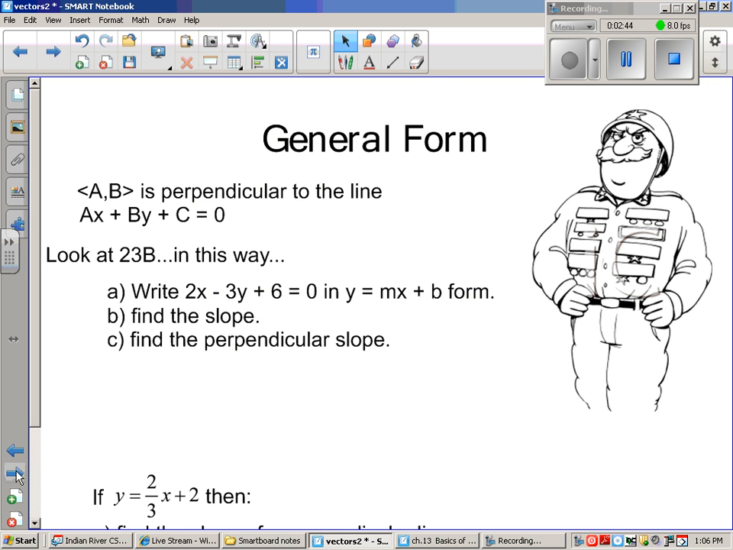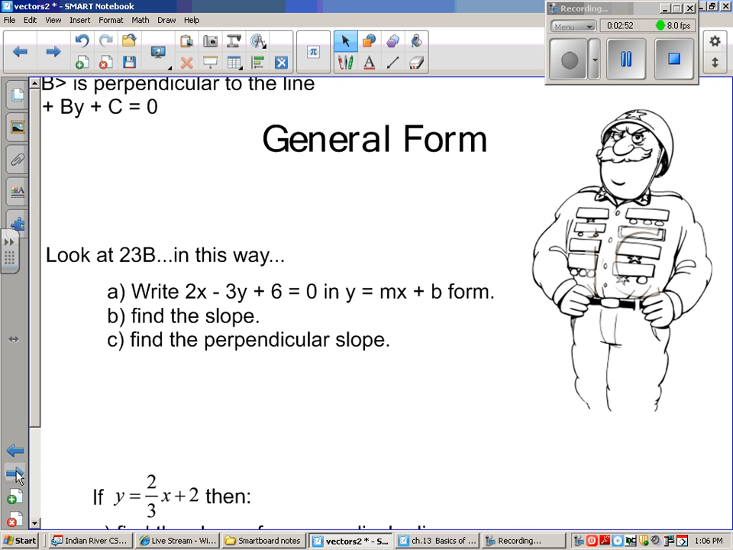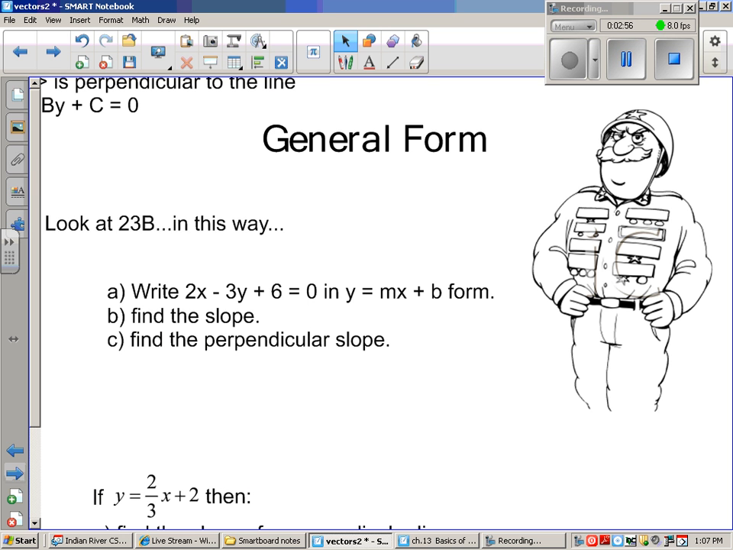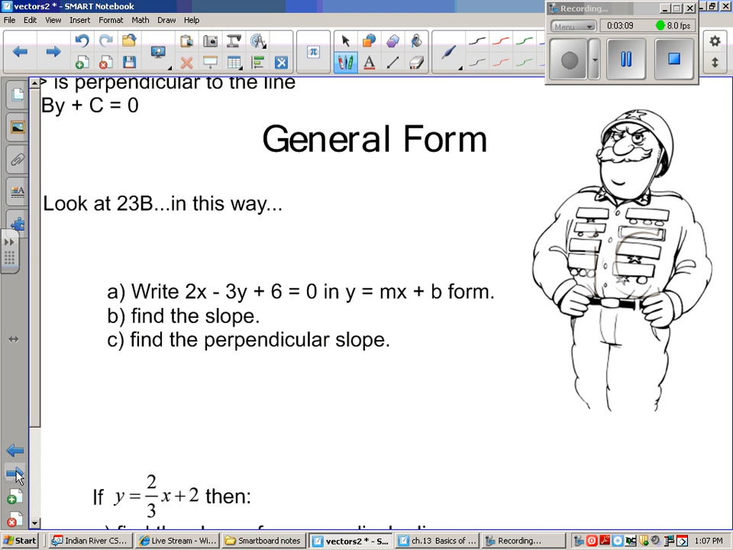All right, now I'm going to change gears on you. I'm going to now look at this general form in another way. In fact, I'm even going to save this for a little later here. I don't know if you saw that, but I'm going to hold on to that. And I want you to look at the homework question that you have there, 23b. If you look at it, it told you to write 2x minus 3y plus 6 in y equals mx plus b form. So let's do that. Let's write that so that y is alone.